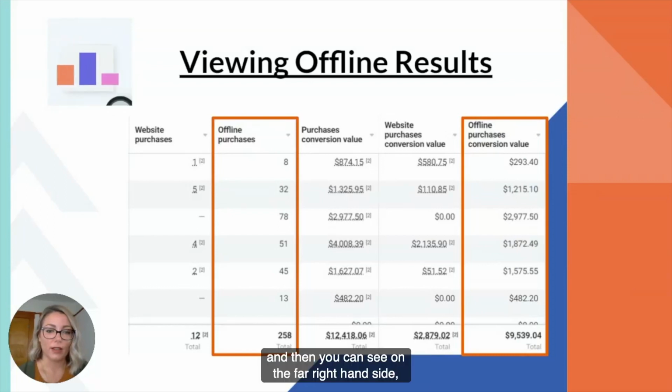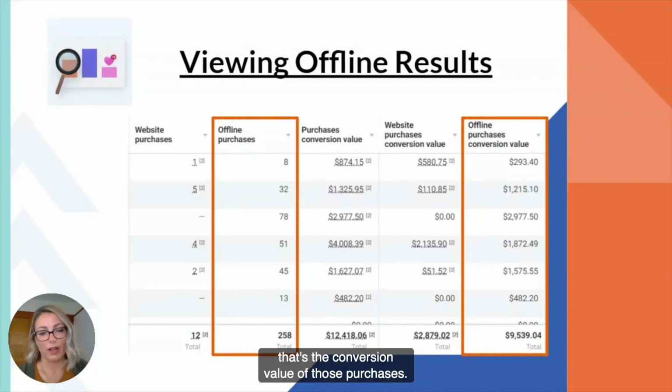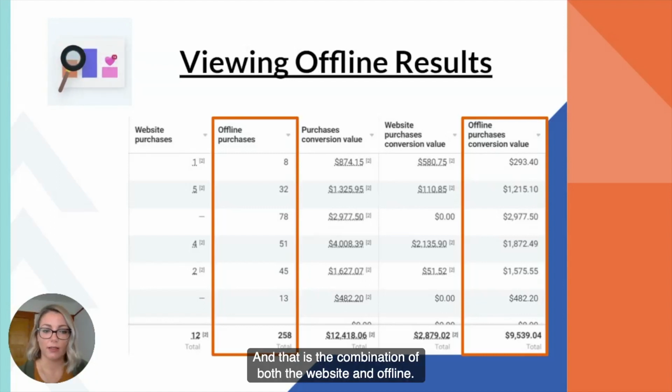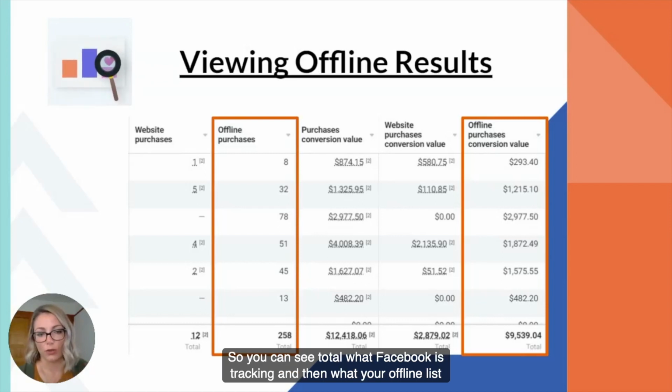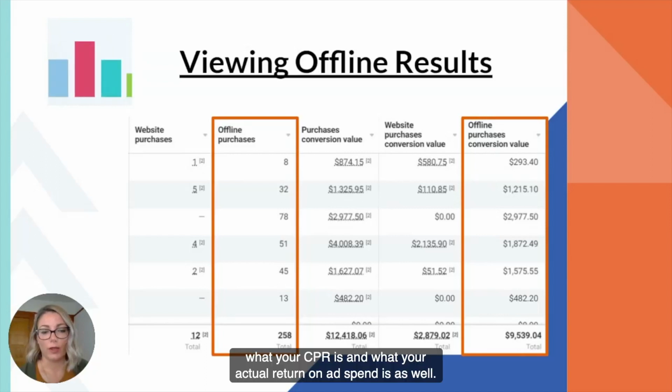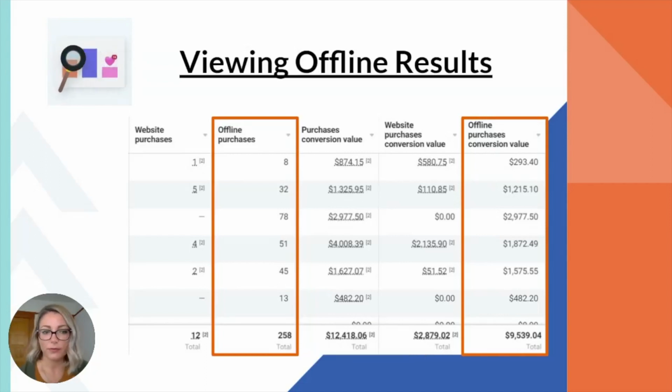And then you can see on the far right-hand side, that's the conversion value of those purchases. The middle column is the purchase conversion value, and that is the combination of both the website and offline. So you can see in total what Facebook is tracking and what your offline list is tracking, and get the actual representation of your revenue, what your CPR is, and what your actual return on ad spend is as well.